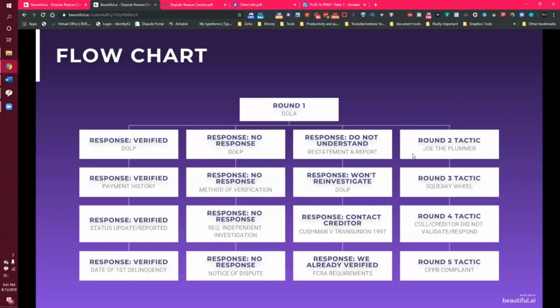This is not where you send 1 letter. This is not where you send 2 letters. This is where you are continuously and completely coming at them one by one by one by one by one. All right? Round 4 tactic.